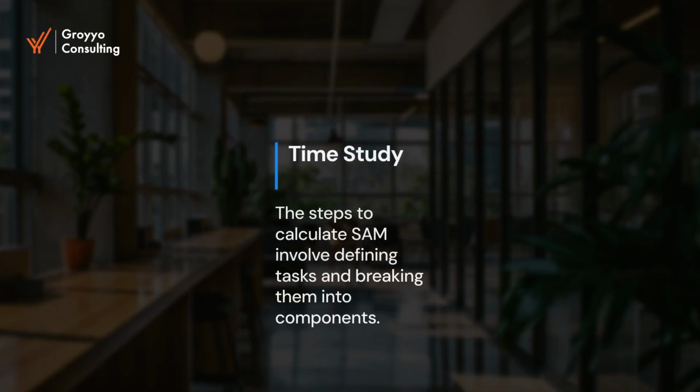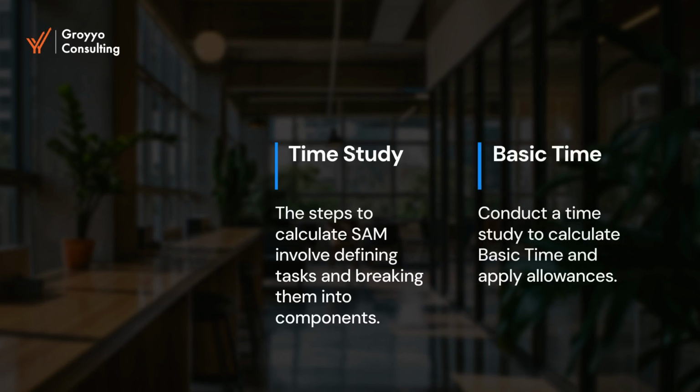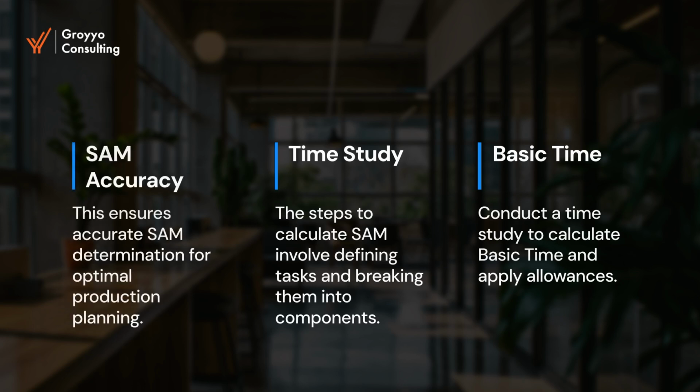The steps to calculate SAM include defining the task, breaking it down into components, conducting a time study, calculating basic time, and applying allowances. This ensures accurate SAM determination for optimal production planning.